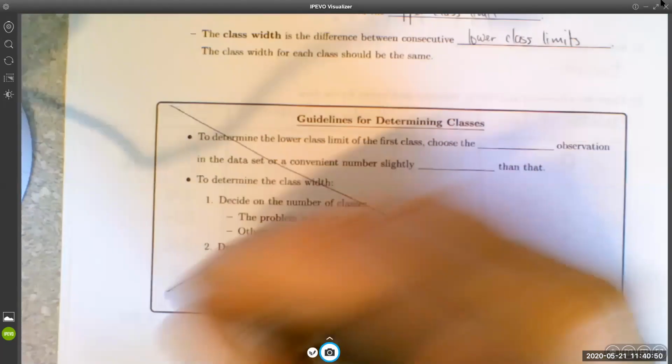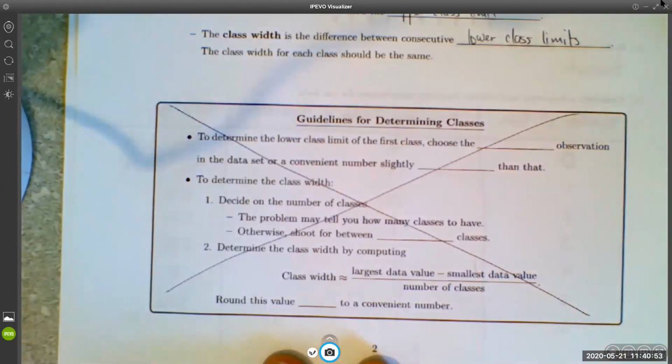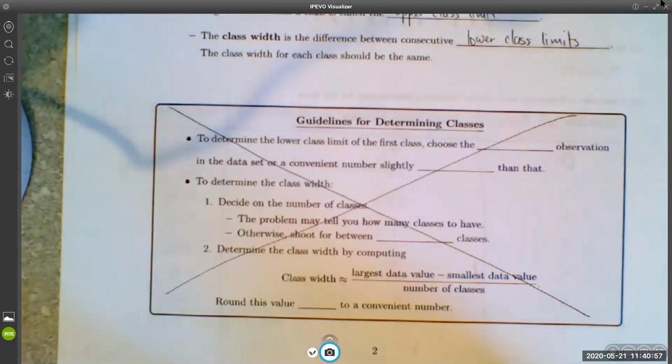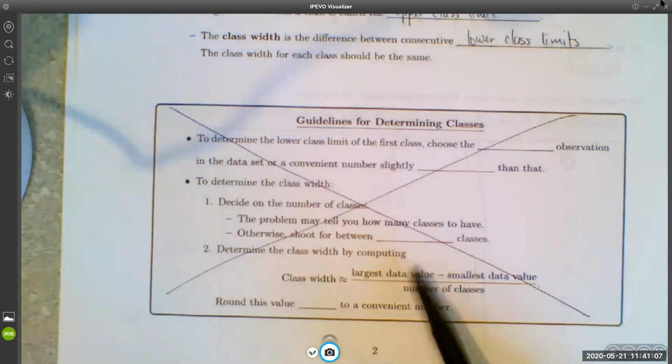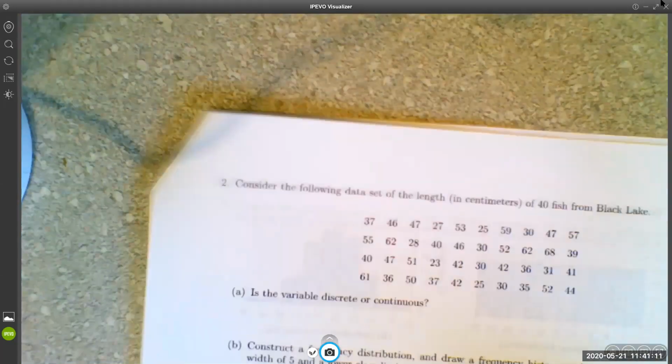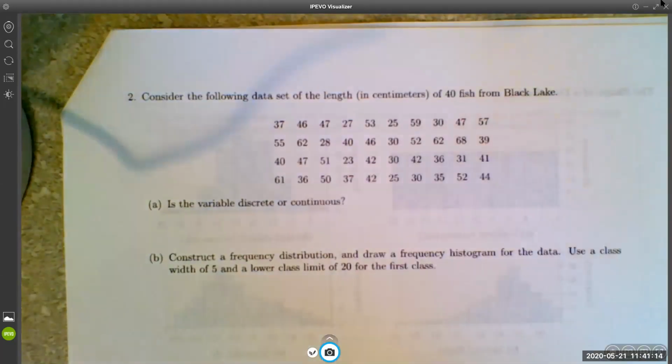You don't have to worry about this part. We'll skip that. These are guidelines for determining classes, and definitely in the real world, you would want to play with these a little bit to get classes that give you a nice looking picture. We'll do this in StatCrunch though, instead of trying to figure it out by hand. For the most part, on the homework and on tests and quizzes, I'm just going to tell you how many classes I want, what I want the class width to be, and where I want you to start and all that stuff. So you won't have to worry about figuring that out on your own.